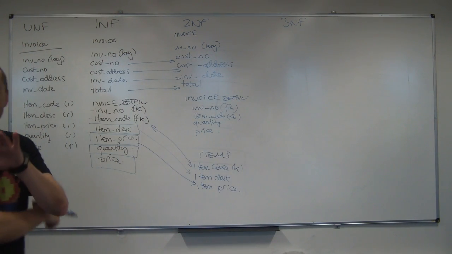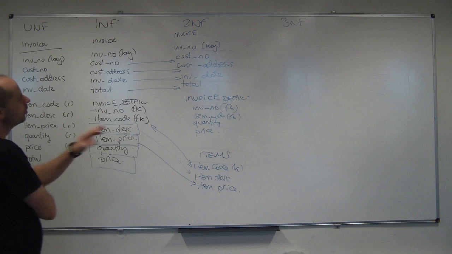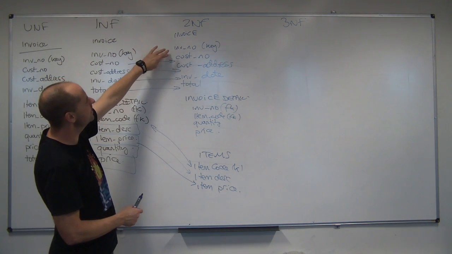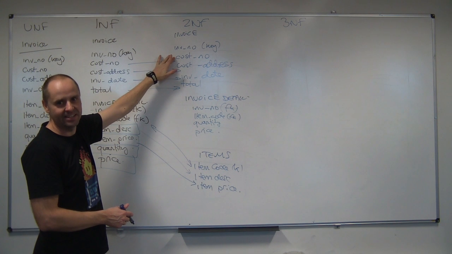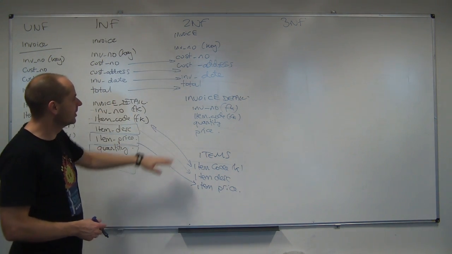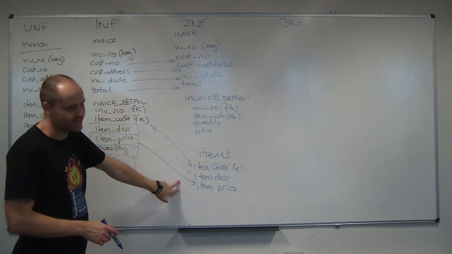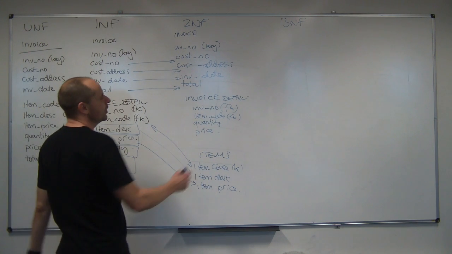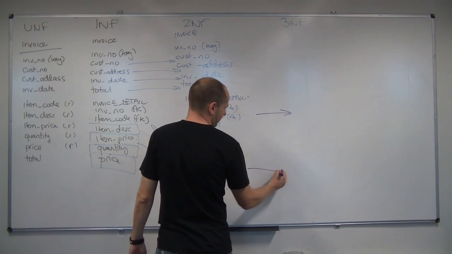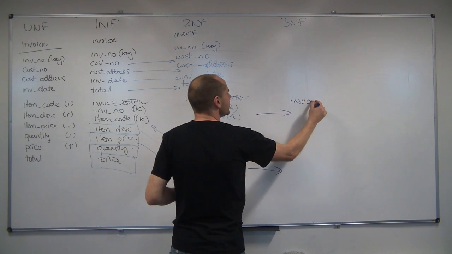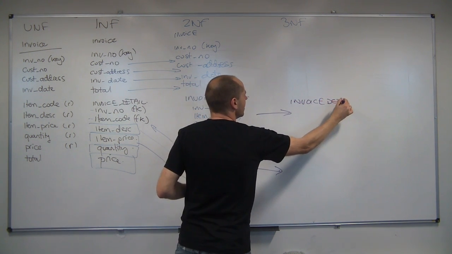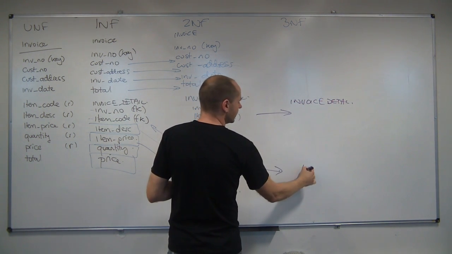Right. The third normal form is where we're looking for issues where something that isn't the key looks like it's acting as a key for other data. Alright? So in here, we've got no problems. In here, we've got no problems. So those two just copy straight across. Okay, as they are. So we end up with invoice detail, and we end up with items.